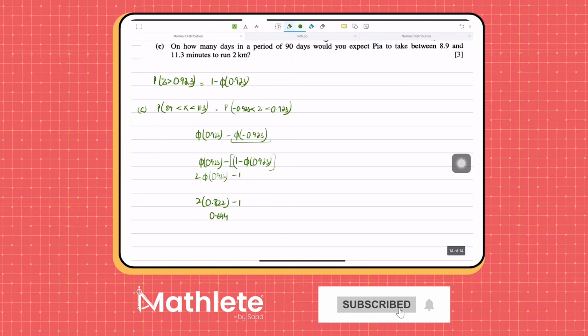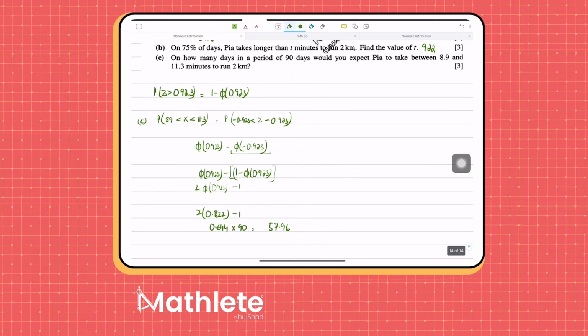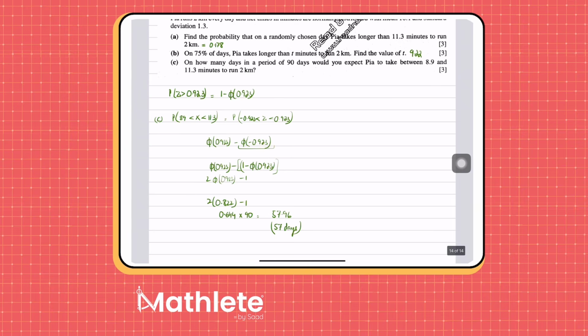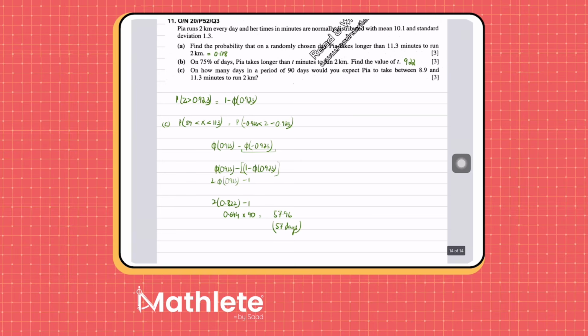This is the probability for 1 day. What about 90 days? For 90 days, we'll multiply this by 90. So here's what we get: into 90, we get 57.96. So 57.96 days doesn't make sense. Since we're talking about number of days, it's either going to be 57 or 58. Even though it's very close to 58, it's still not 58 days. So the final answer would be 57 days. Don't just brainlessly round off. Make sure that you see the context of the question and what value it is that you're rounding off. Rounding up doesn't make sense because the 58th day is not completed. So it's going to be 57 days only.